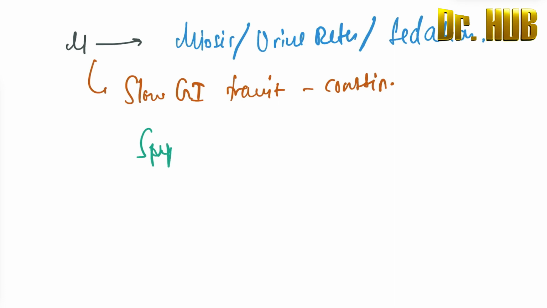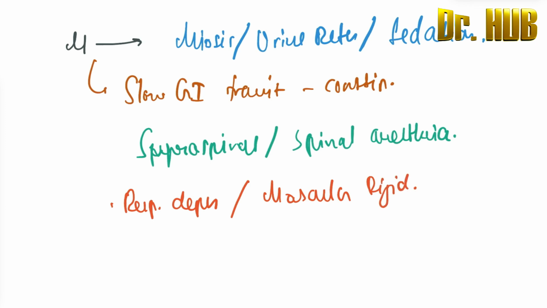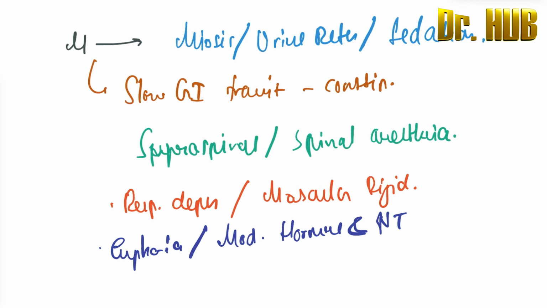So the supraspinal as well as the spinal anesthesia, and there is respiratory depression. Next is muscular rigidity. Then comes euphoria, as well as modulation of hormone and neurotransmitter release. NT release, we are writing it as neurotransmitter release.